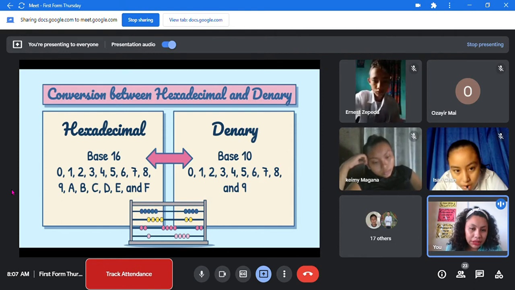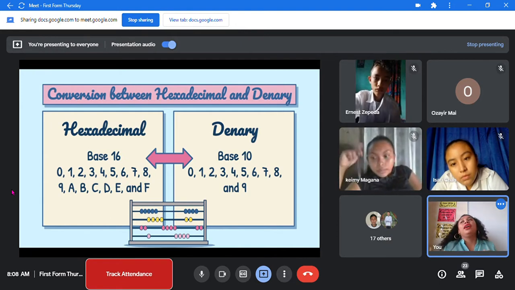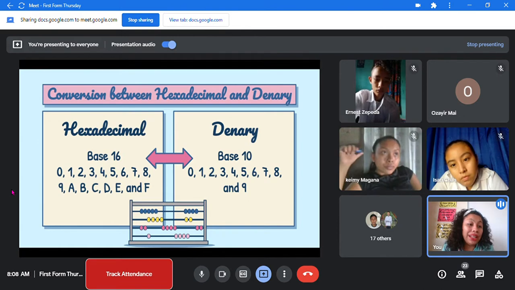But base 16 to base 10, what we are doing today, requires a little bit more practice and a little bit more calculation. So that is the one that we want to concentrate on today. All right?